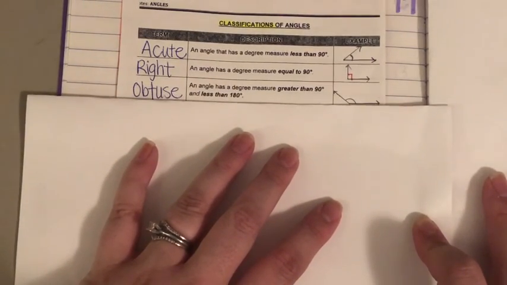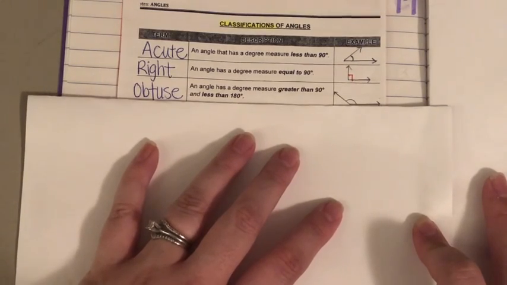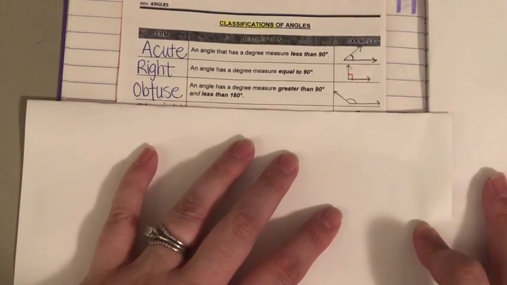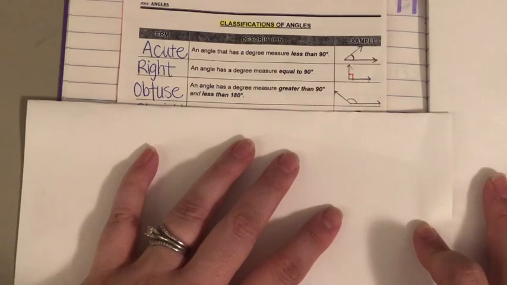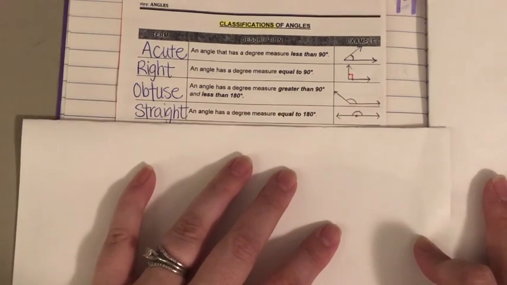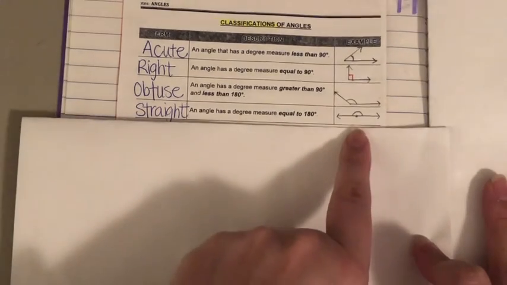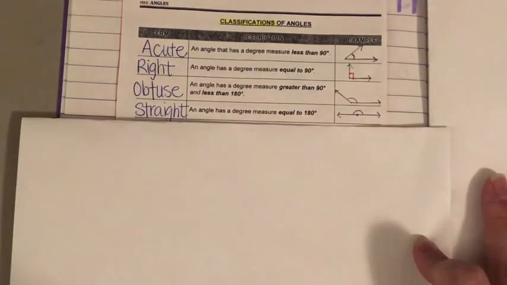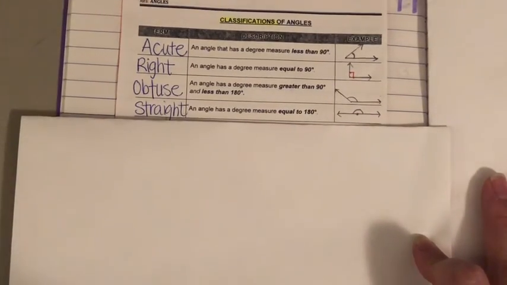If an angle has a degree measure of greater than 90 and less than 180 degrees, we call it obtuse, and there's an example for you. And the last one is when my angle has a measure equal to 180 degrees, we call it straight, and it looks just like a line like we would have graphed in algebra, okay?